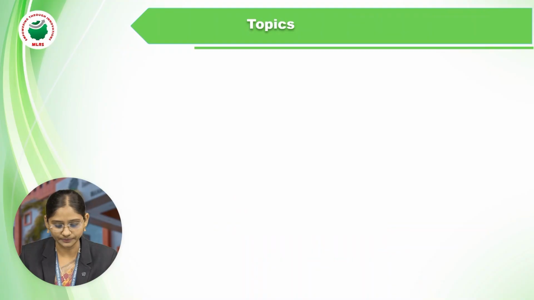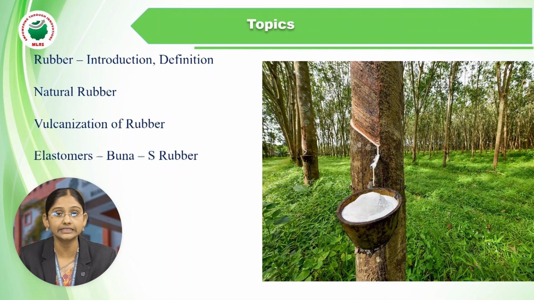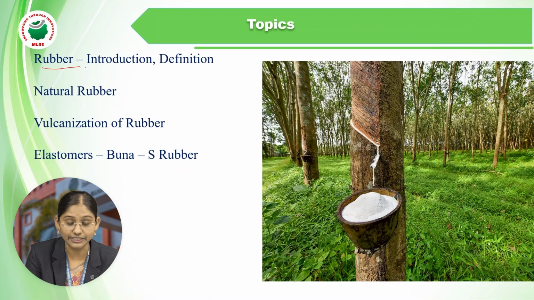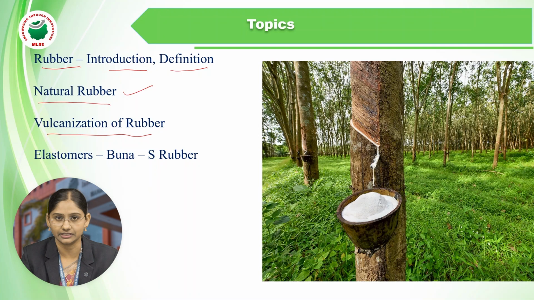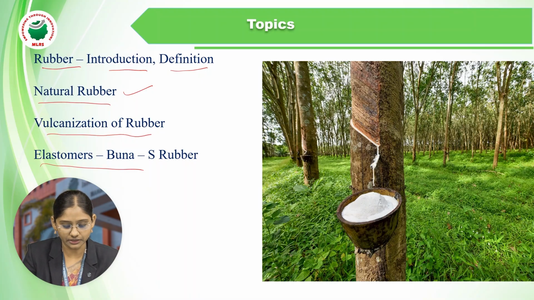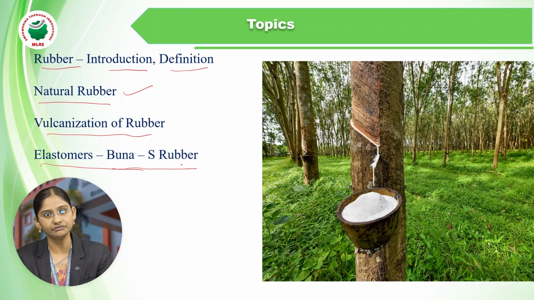In today's session, we'll see these topics: a small introduction to rubber and the definition, and next, what is meant by natural rubber. Then what is meant by vulcanization of rubber and why we are doing the vulcanization. And next, one more type of rubber we will discuss today, that is elastomers. Elastomers are nothing but man-made rubbers. These are synthesized rubbers. For example, Buna rubber we will discuss today.